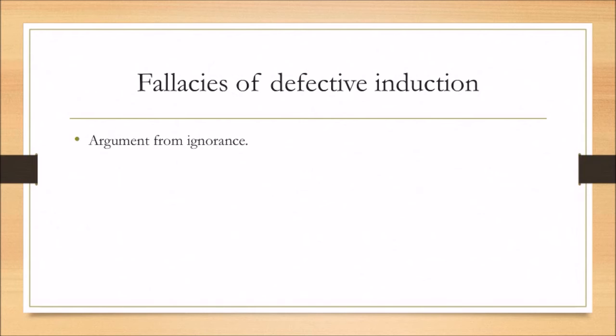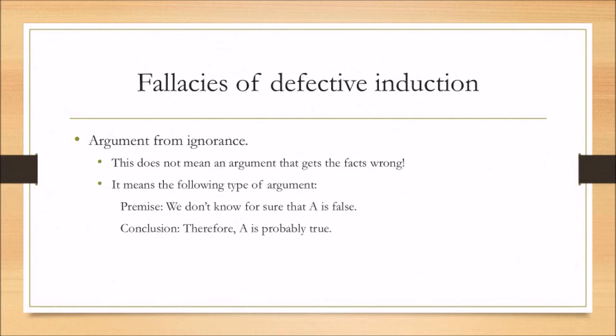The first one is the argument from ignorance. Now, we haven't talked about this one yet, but this is one of the ones I want you to know for sure. So pay close attention to this one. Don't misunderstand what it is. This doesn't mean an argument that gets the facts wrong. Somebody may make an argument and say something wrong, and you may say, well, that's just ignorant. But that's not an argument from ignorance. That's just where you think they were ignorant of something. What this means is when you have the following type of argument.